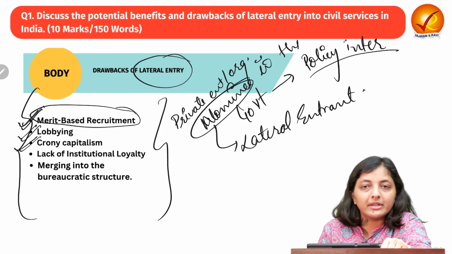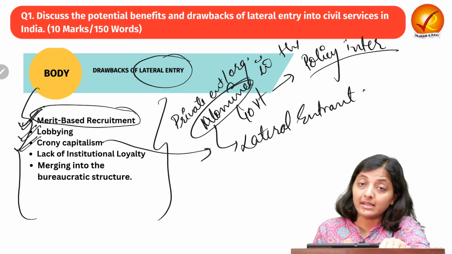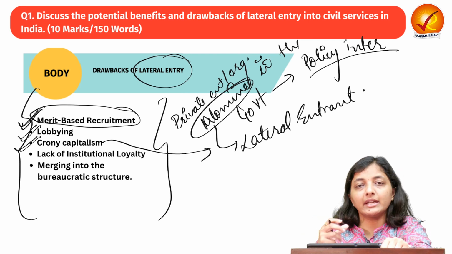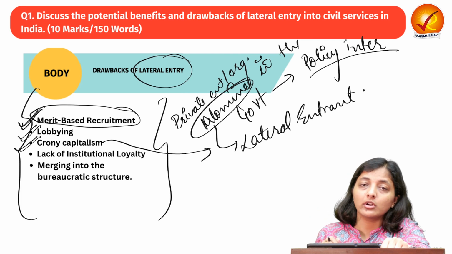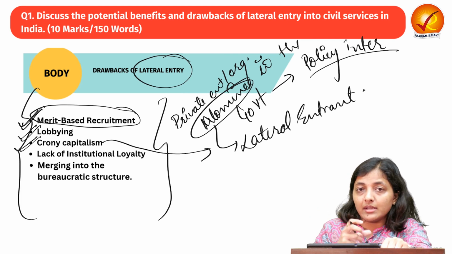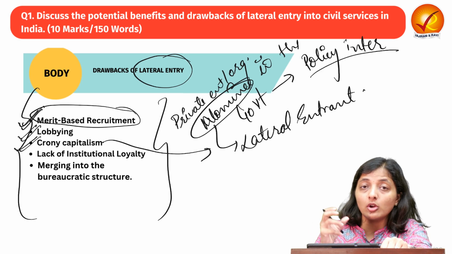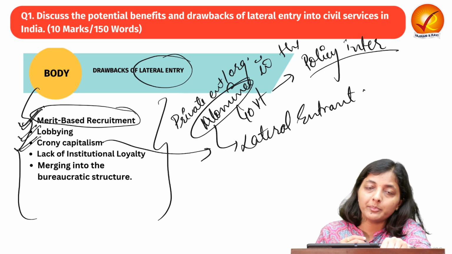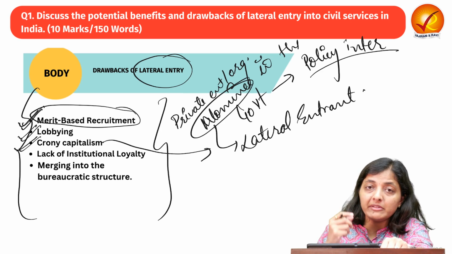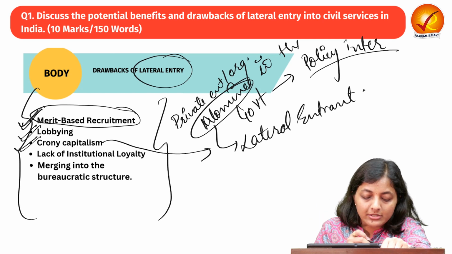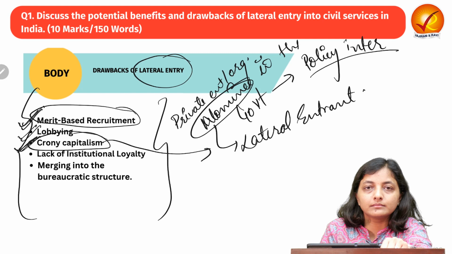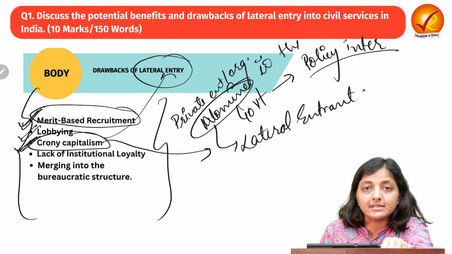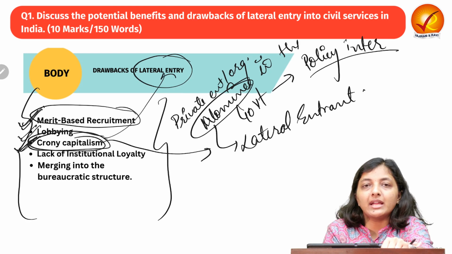Next comes crony capitalism. A person who has high connections or networks with big business houses or political affiliations, when they get into the civil services or top-notch positions, can exploit public resources for private gain, for the benefit of big businesses. So this can be promoted. And one of the topmost fears of promoting lateral entry is that it can promote crony capitalism.